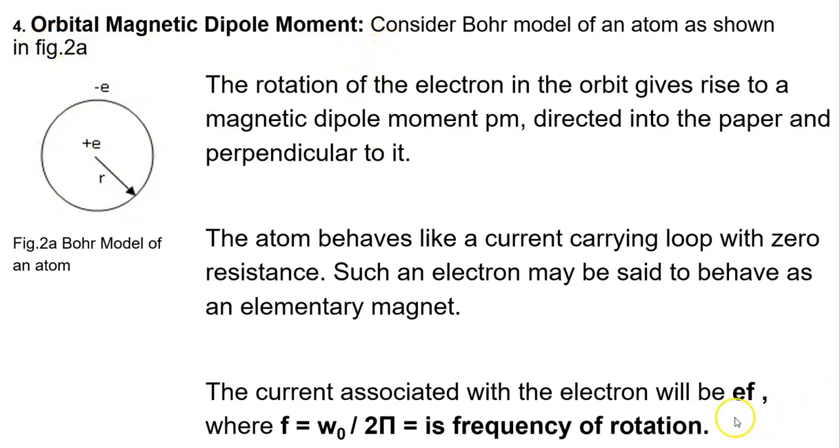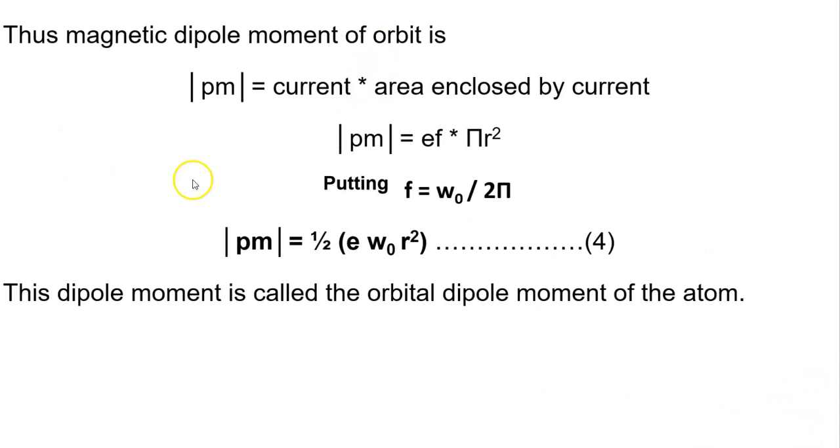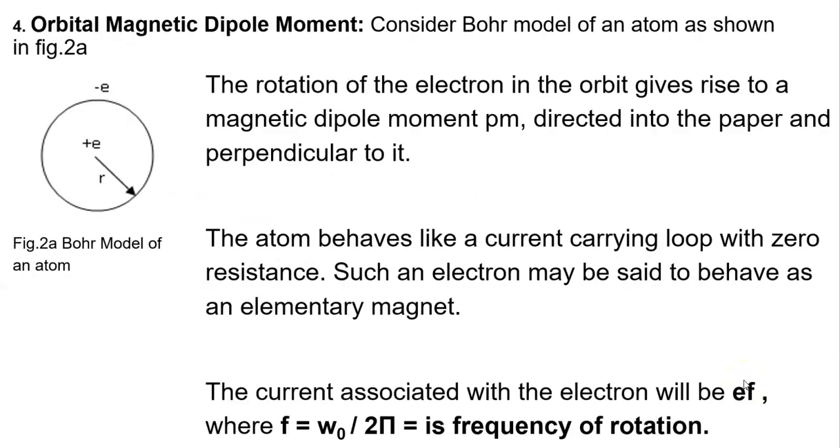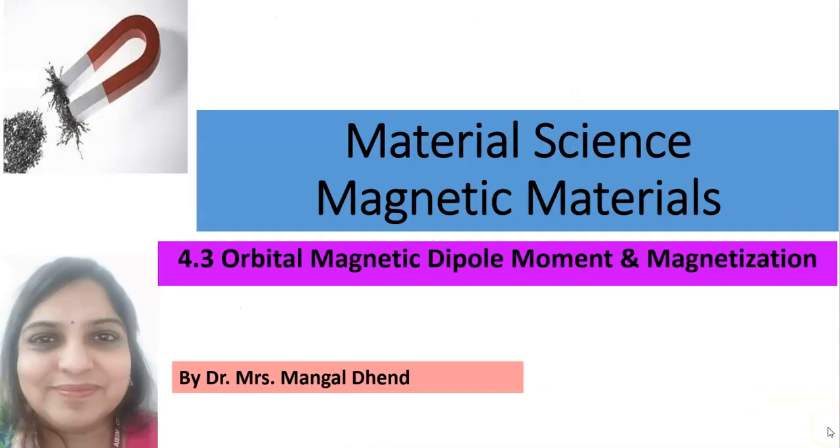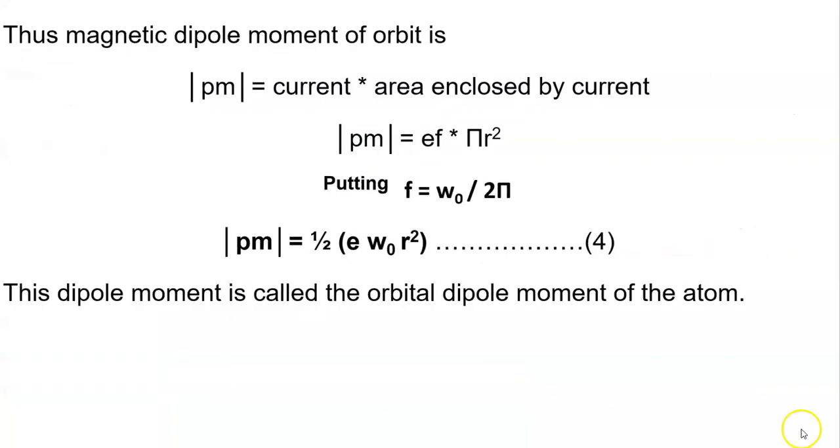That also we have seen: the electric current is e f, and the magnetic dipole moment is 1 half e omega 0 r squared. So this is omega 0. We saw that in the last session, because the electric current due to the electron is e f. For the frequency you put the angular frequency, f is equal to omega 0 upon 2 pi. Then what will be the electric current? e into omega 0 upon 2 pi. That will be the current in terms of angular frequency. So that we have seen in the last session.